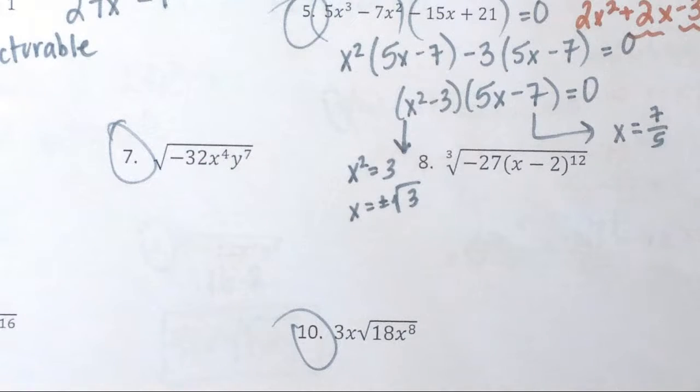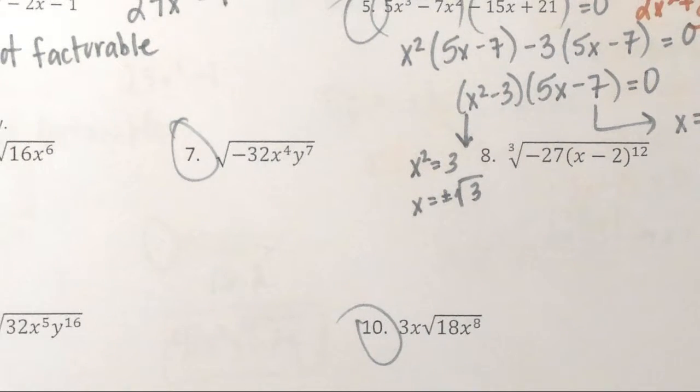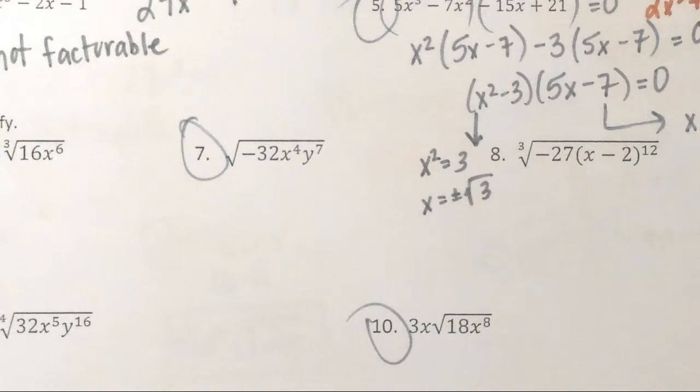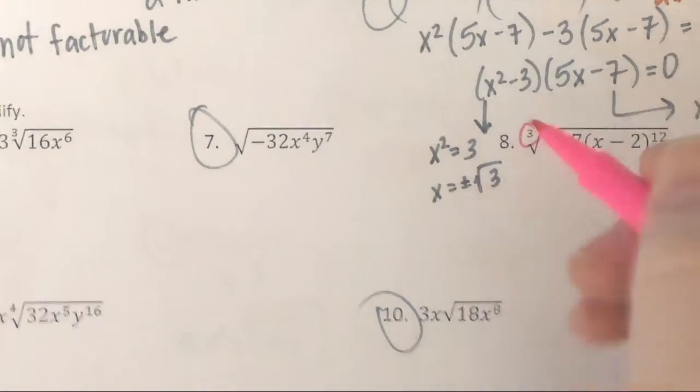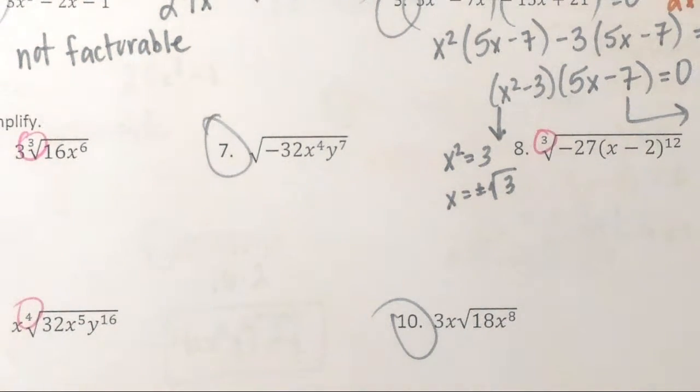Why on the bottom have I circled 7 and 10 but not 6, 8, or 9? What's different about 7 and 10 compared to 6, 8, and 9? Yes, 5, you can have a point. They don't have the little number, the little index, the 3, or the 4. They don't have one listed, so what's their understood one then?